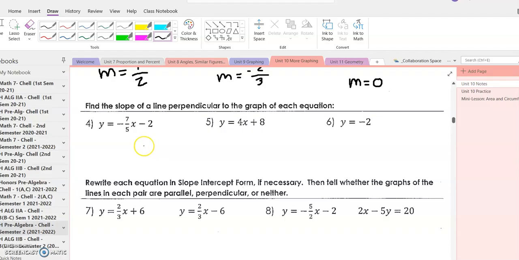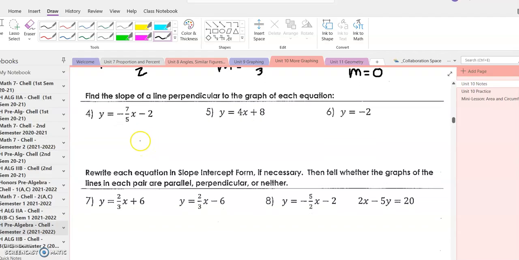Perpendicular is a little more tricky. If you guys remember the rules for perpendicular, it is the opposite reciprocal, which means we're going to take our fraction, flip the sign, and flip the numbers. So if we look at the slope for number 4, it's -7/5. Well, for it to be perpendicular, it would need to be 5/7. It was negative, now it's positive, and we flip the 7 and the 5.